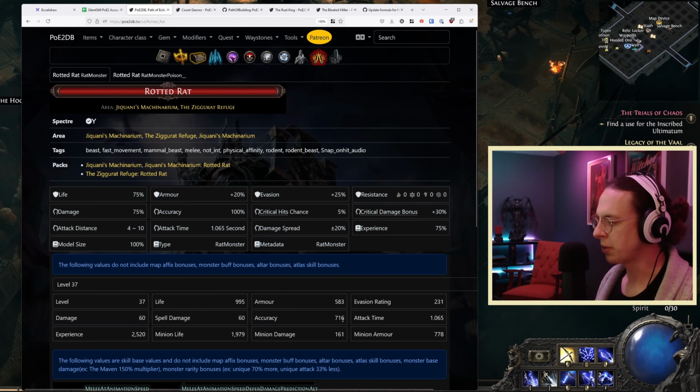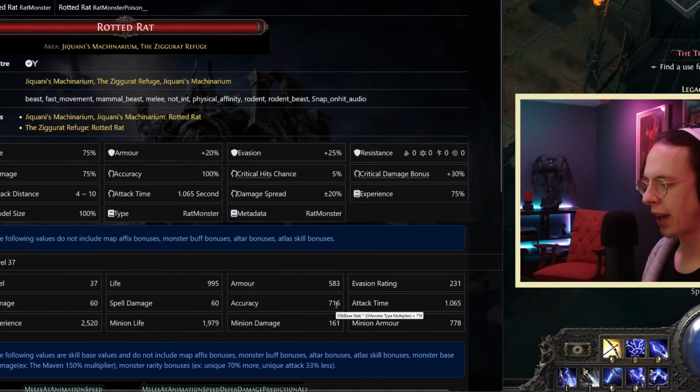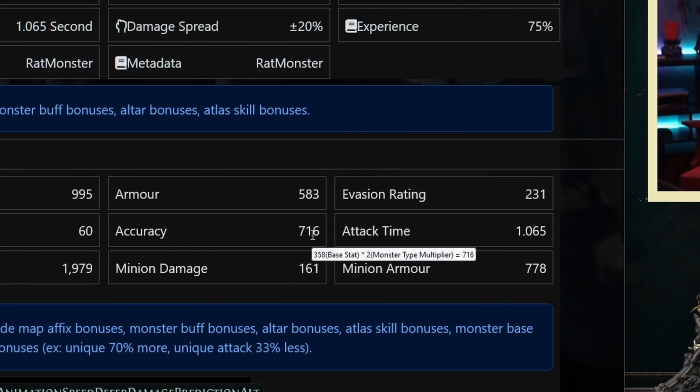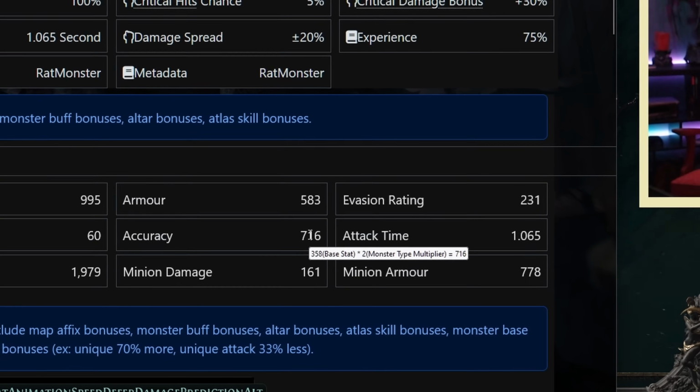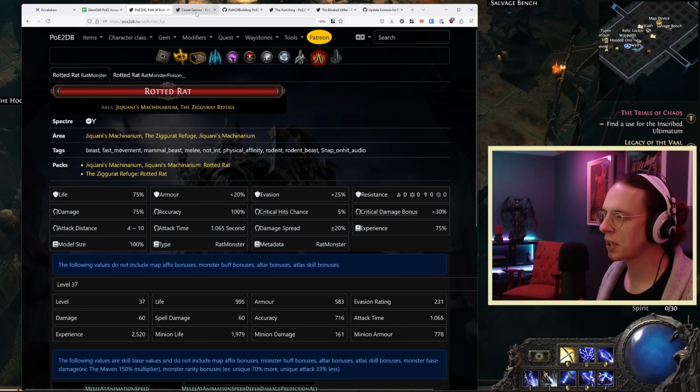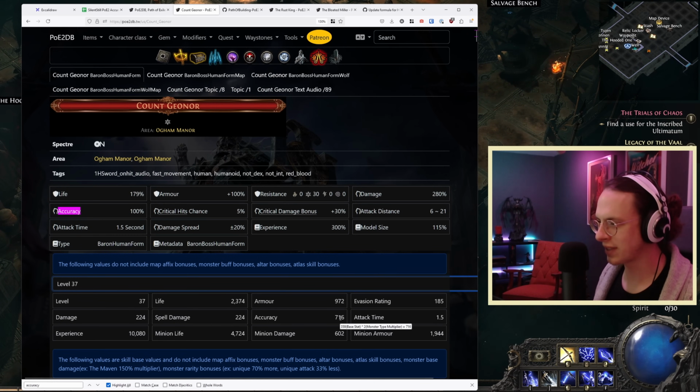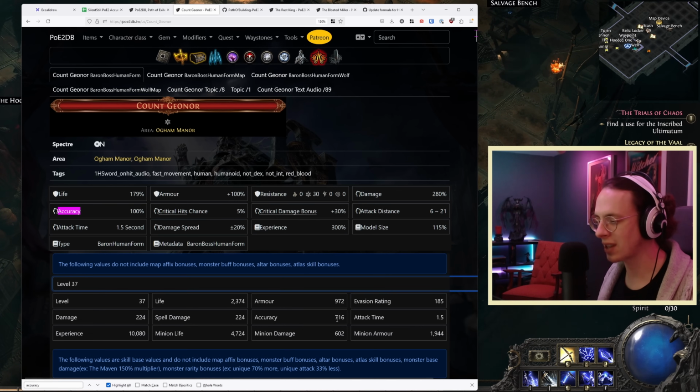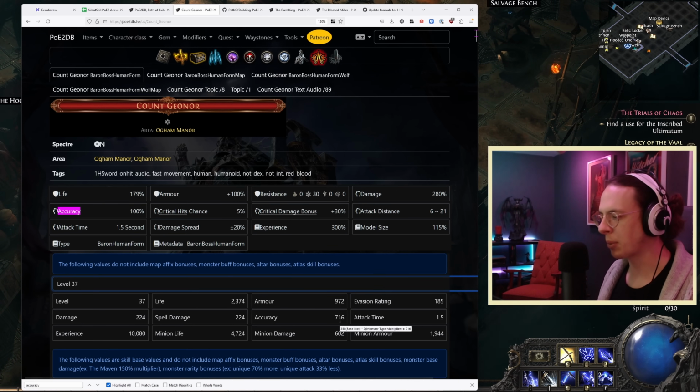In PoE 2DB, the accuracy that the monster has is actually the result of this base stat being multiplied by a monster type multiplier. So this is just a rotted rat, but you can see there's a 358 base stat for a level 37 rotted rat, and the monster type multiplier is 2. But if we go look at a boss, you can see that it's basically the exact same setup. It's the same base stat, the same monster type multiplier, and the same resultant accuracy rating. But I couldn't find any monsters that had less than 2 here.